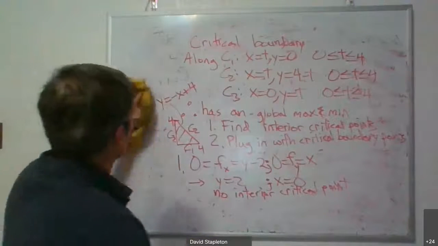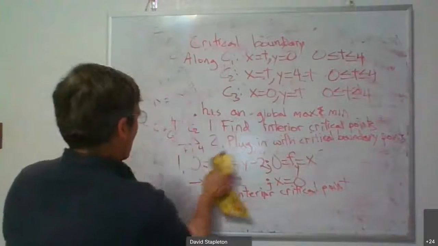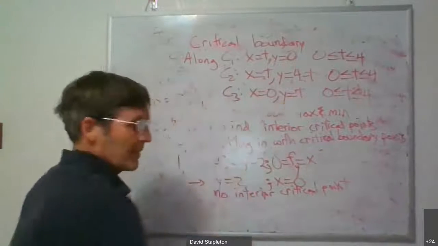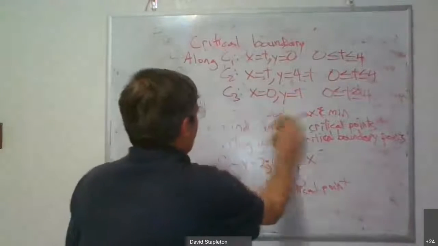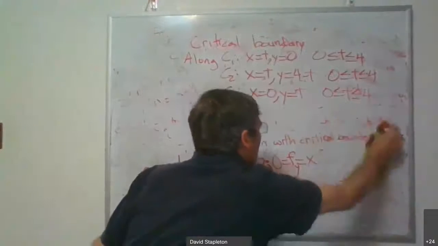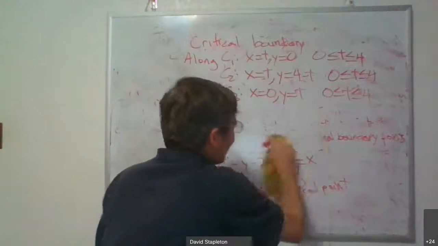Let's see what critical boundary points I get now. The book does not really do much with this. It doesn't show you how to find the boundary points like this in detail. I think it's just trying not to be too detailed. You need to be honest.